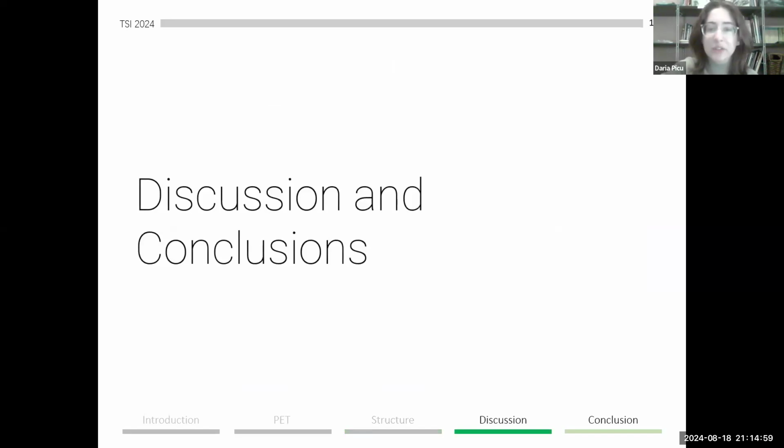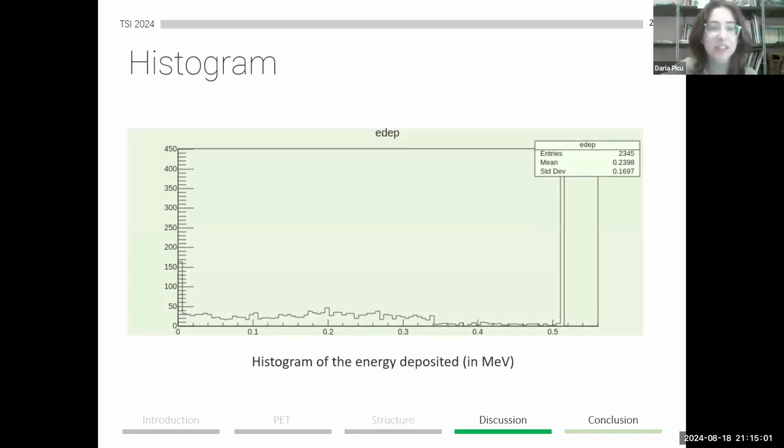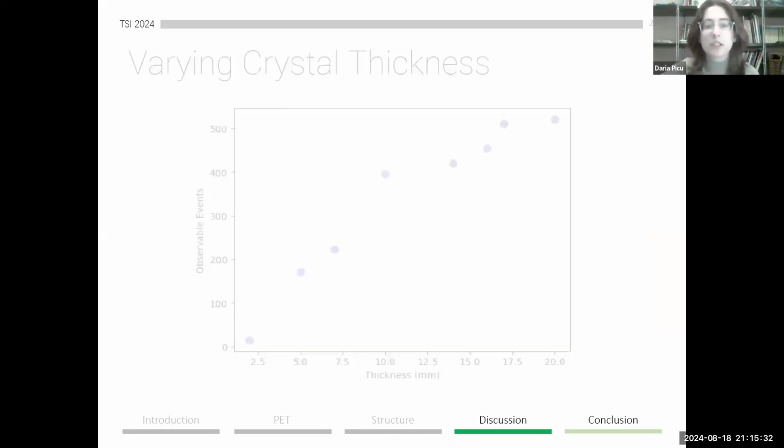So now going into our discussion and conclusions. This graph is going to present the histogram of the energy deposited when gamma rays interact with the detector material. This interaction includes Compton scattering and photoelectric absorption, which deposit varying amounts of energy depending on the gamma ray's energy and the detector material. We're going to observe that the largest peak is around 0.5 megaelectron volts, which is really close to our peak value of 511 kiloelectron volts. And we also see that the peak is very sharp and well defined, so that we know that we have a high sensitivity within our system.